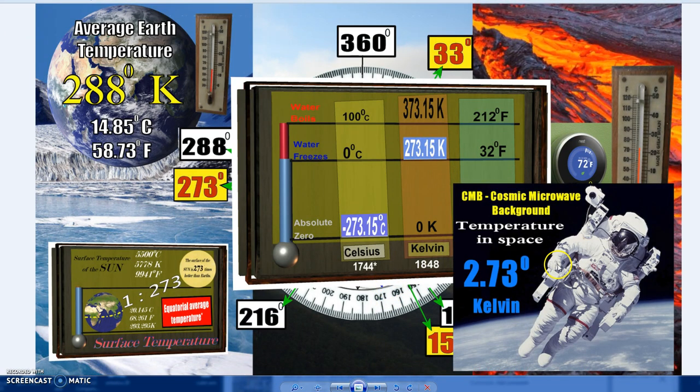Now, that's a nice one because the cosmic microwave background, or the temperature in space, is 2.73 Kelvin. 273, yeah.